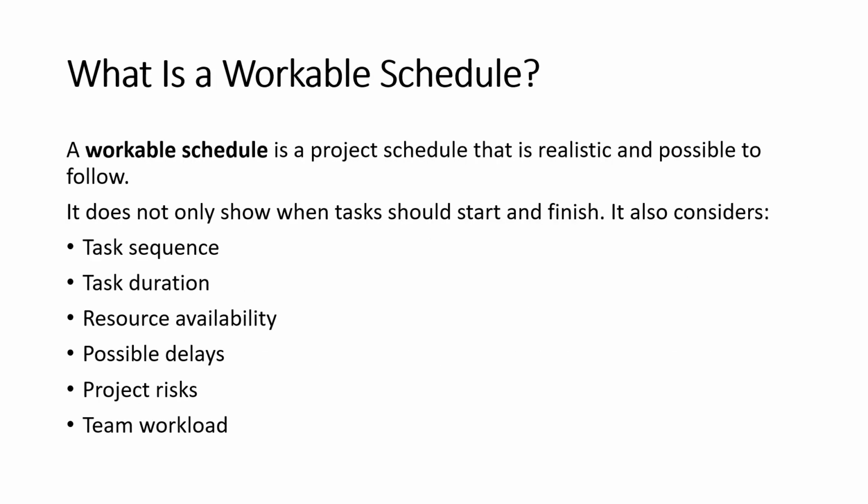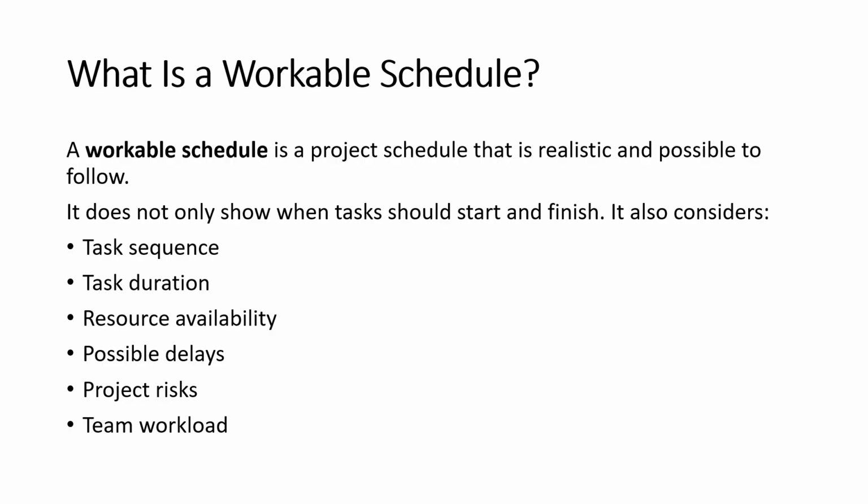A workable schedule is a project schedule that is realistic and possible to follow. It is not only about putting tasks into a timeline. A workable schedule must consider the real situations of the project. For example, we need to consider the sequence of tasks. Some tasks must be completed before other tasks can begin. We also need to consider task durations, meaning how long each task will take.